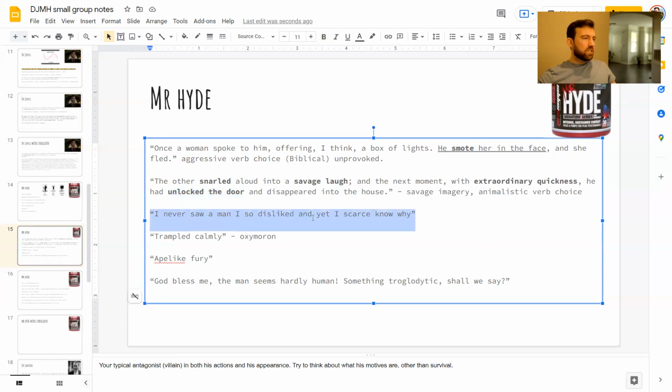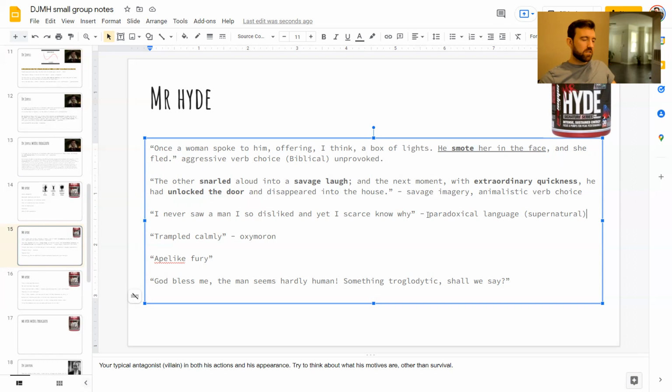"I never saw a man I disliked, and yet I scarce know why." So this again is paradoxical, and this seems to be the way that everyone feels about Mr. Hyde. The reason for that is because there is something supernatural about him. Whenever anyone talks about Mr. Hyde, they always talk about him in terms of, I just didn't like him, but I couldn't tell you why I didn't like him. And so that then gets into the supernatural, the spiritual, this idea that he represents that dark, deep evil within us. So even though there was no reason to see that in Mr. Hyde, you could almost feel it.